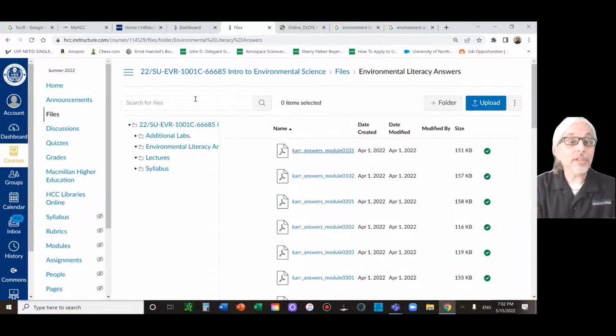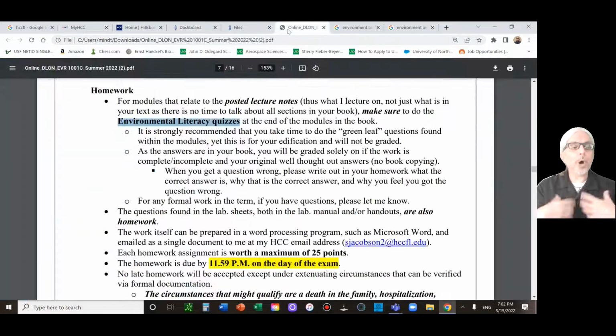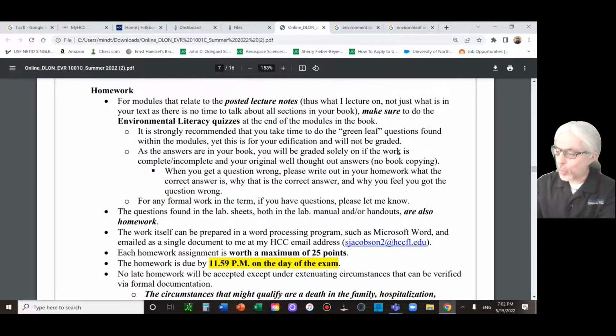Now, that means I'm posting the answers. Let's go back to your syllabus. I'm posting the answers. So notice what I'm saying here. I don't want you copying the book. What I would like for you to do is just try to answer it. That tells you what you know and what you don't know, which tells you what to go back and study before you take your exam.